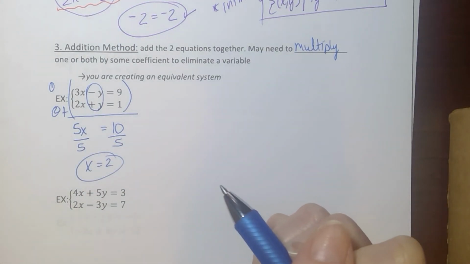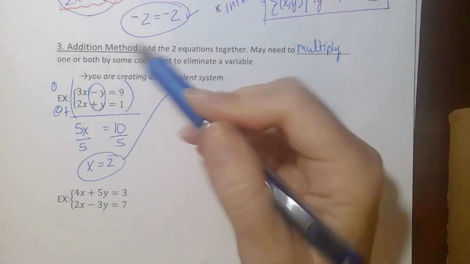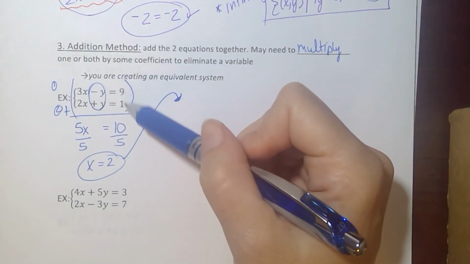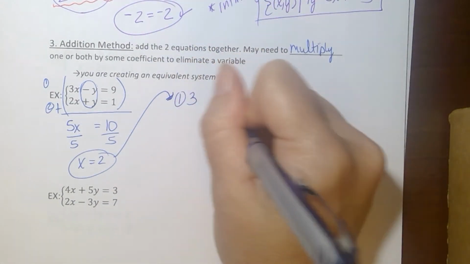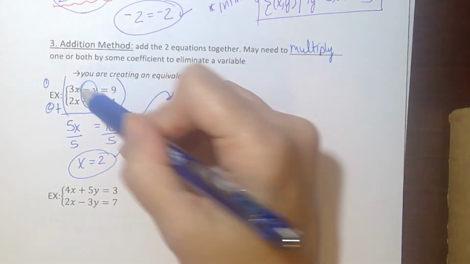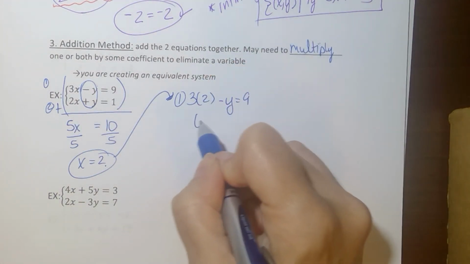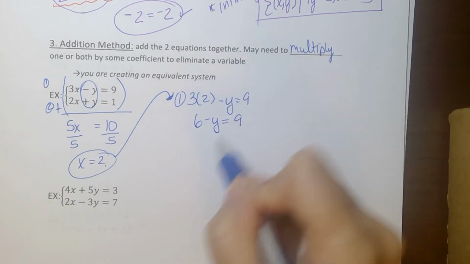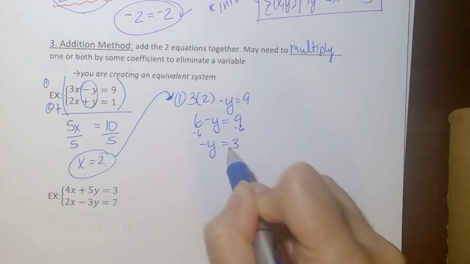Now I have to go back and plug that into either one of my equations to solve for y. It does not matter which equation I pick. Let's go ahead and plug into equation number 1. That would be 3 times 2, because we said x is 2, minus y equals 9. So that's 6 minus y is 9. Negative y is equal to 3.